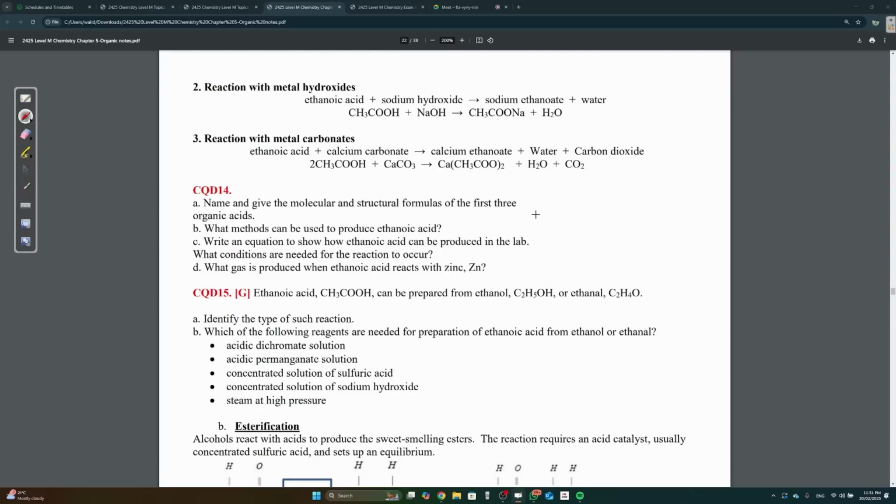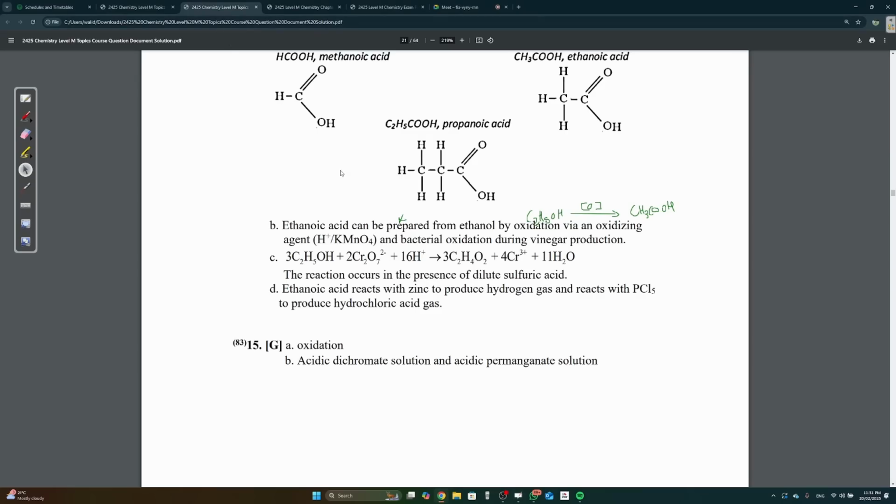So what methods can be used to prepare ethanoic acid? Obviously, it's oxidation. It's oxidization of an alcohol, right? What's the alcohol you're going to use for ethanoic acid? Ethanol, right? So C2H5OH. You're going to oxidize it, that means put this O here, to produce ethanoic acid. So CH3COOH.